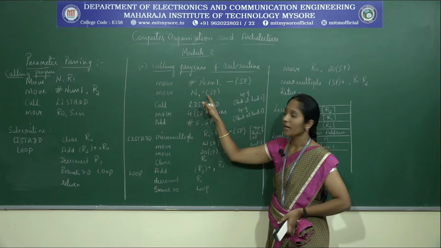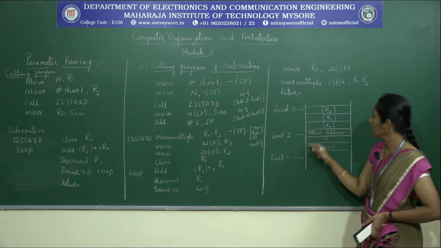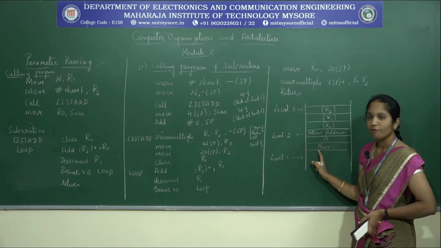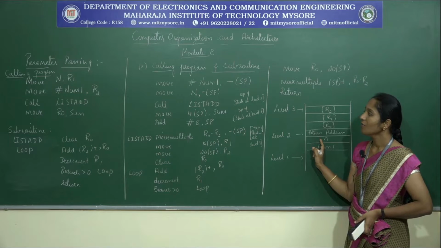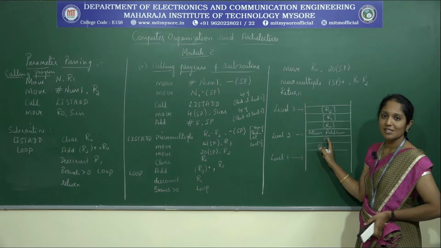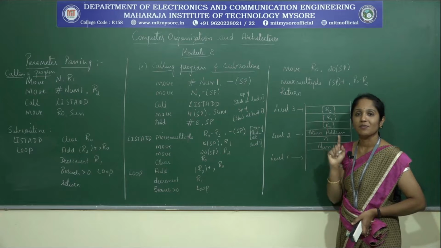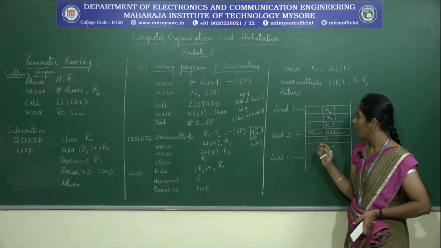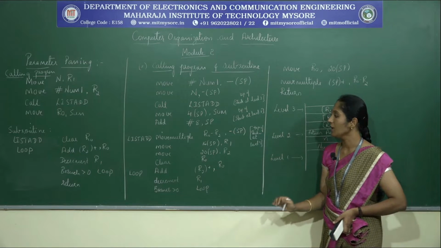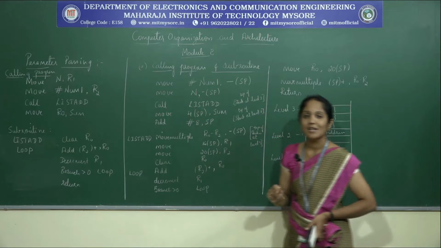Then move n, -(SP). In this case we are decrementing the stack again and then moving the n value into the stack. So num1 is moved first and then we are moving n. n is the number of elements, represented as small n, and num1 is the address of the first element to be added. So now we have num1 and n, which are required for the subroutine.